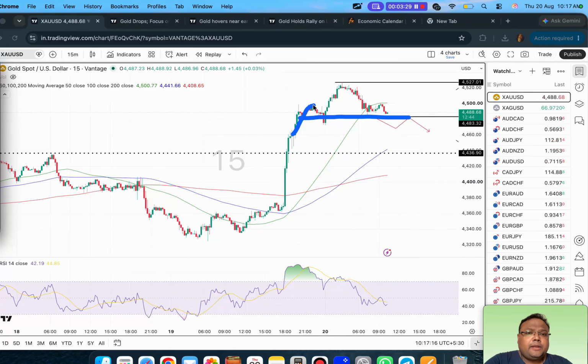Many of you may be thinking that this is a head and shoulder pattern. Personally, I do not trade head and shoulder patterns because I have lost a lot of money. So I stay away from the head and shoulder pattern. But if you are an expert, if you love to trade the head and shoulder pattern, you are most welcome.